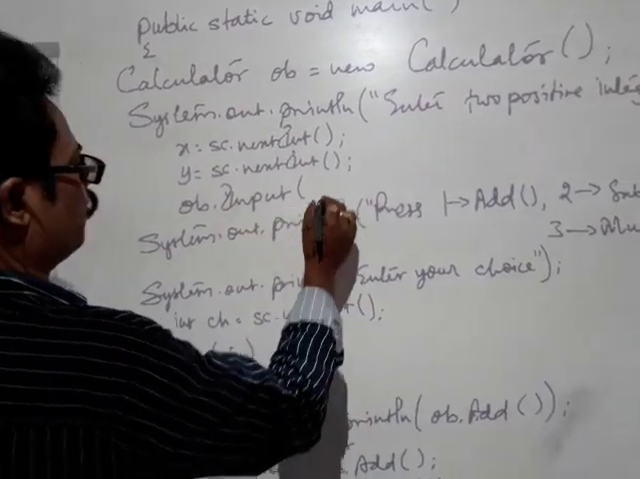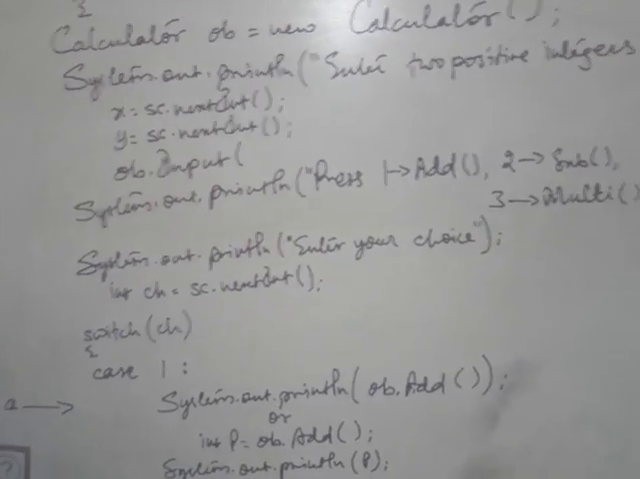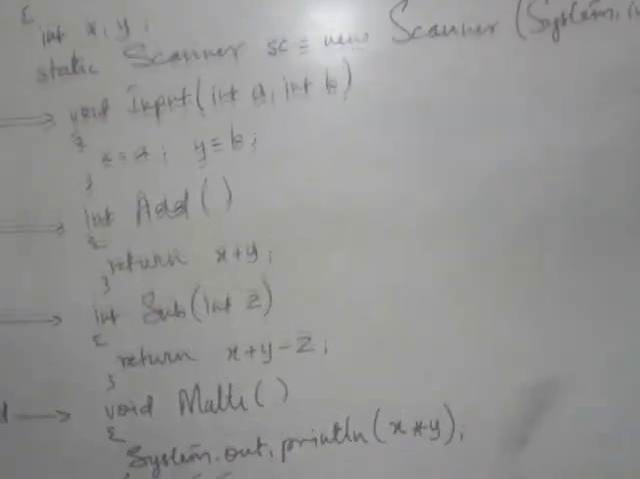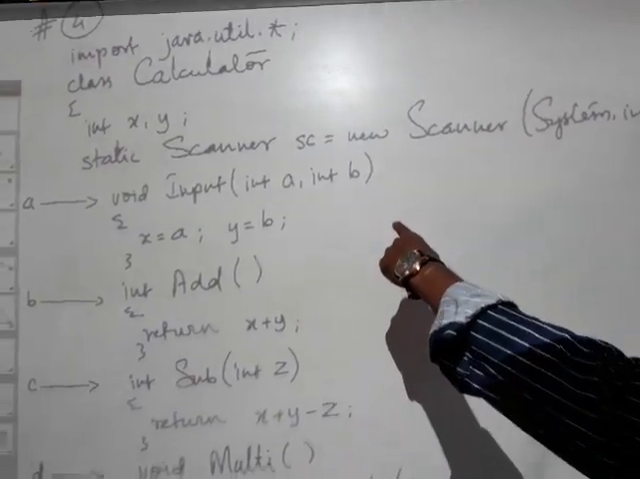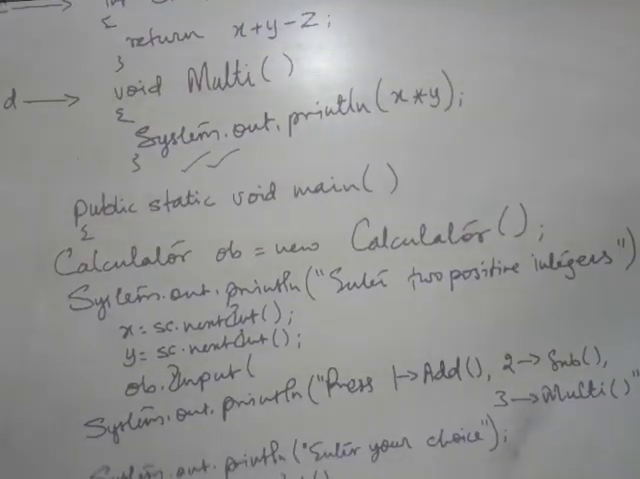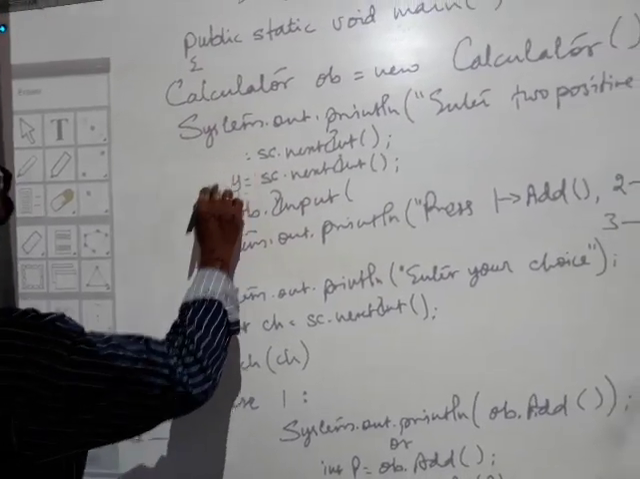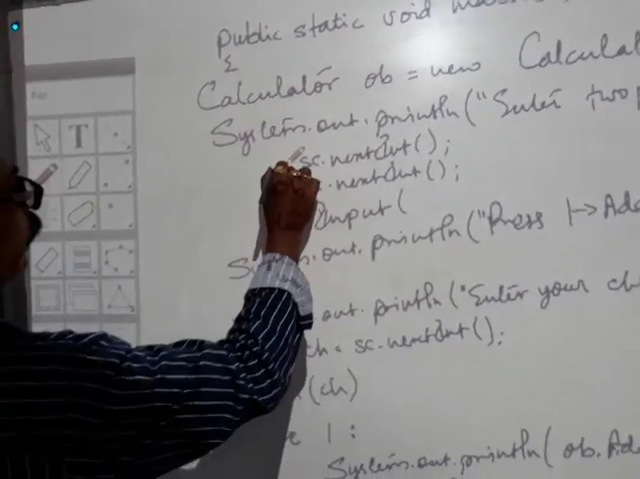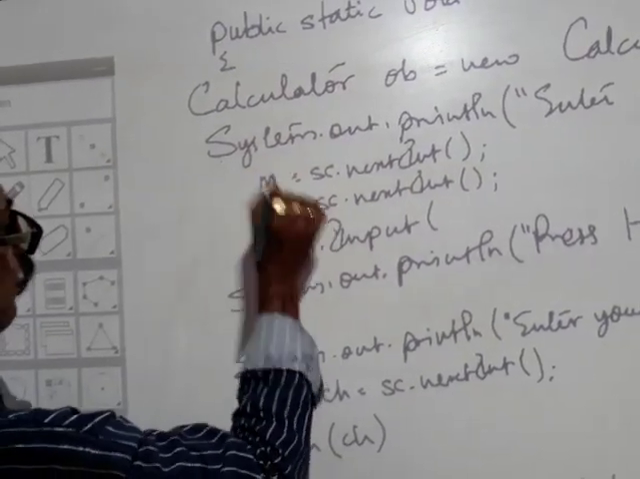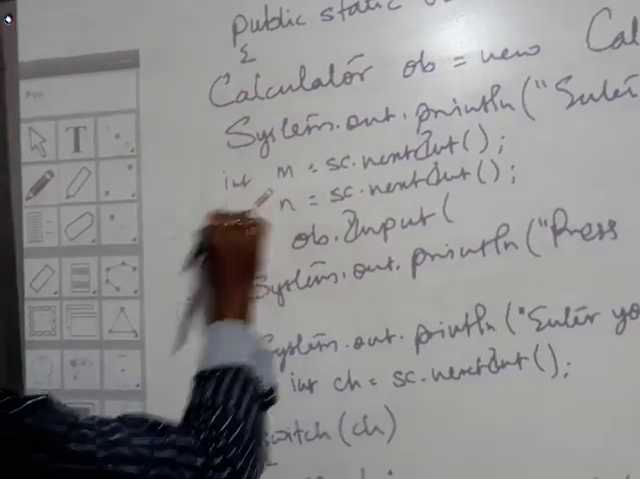Yes. Now what happens here? The values of x and y have already been accepted. So when you have x and y accepted there, look here, int a and b. What we are going to do in this case is take two separate variables, m and n. So, int m and int n.